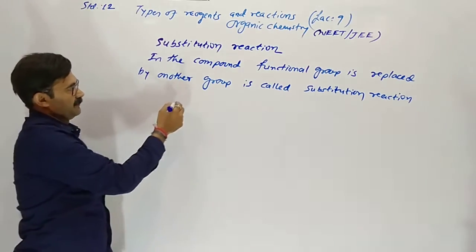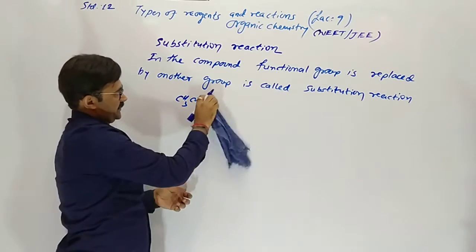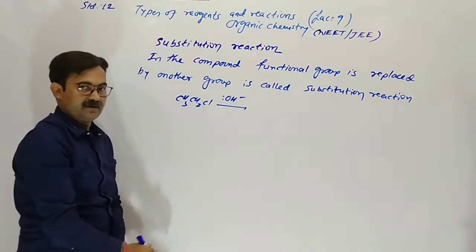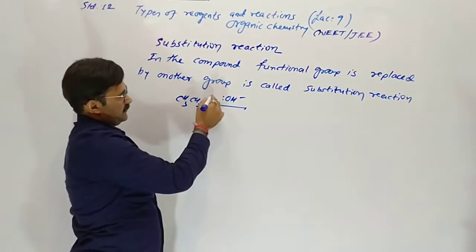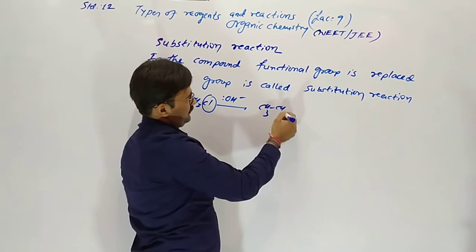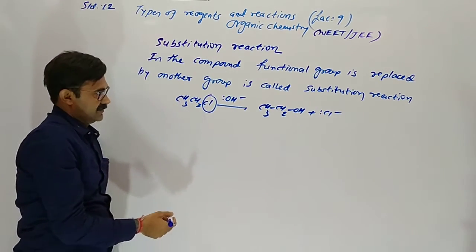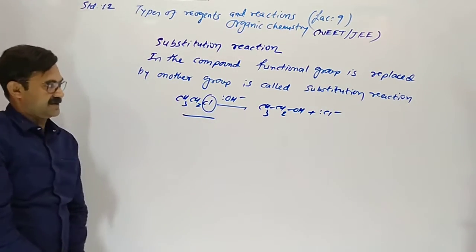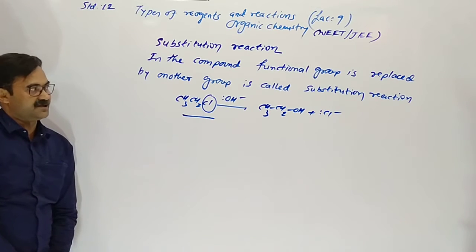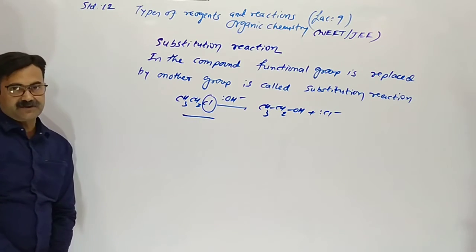I am giving you an example. Suppose chloroethane is reacting with the alkali. Here one of the functional groups is chlorine. So chlorine is replaced by OH and there is removal of chloride. This is a substitution. Chloro group is removed and OH is added, that is called a substitution.